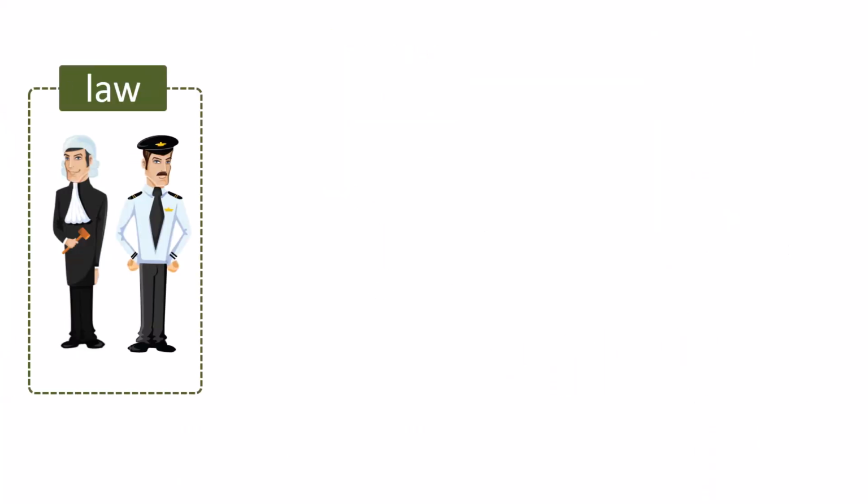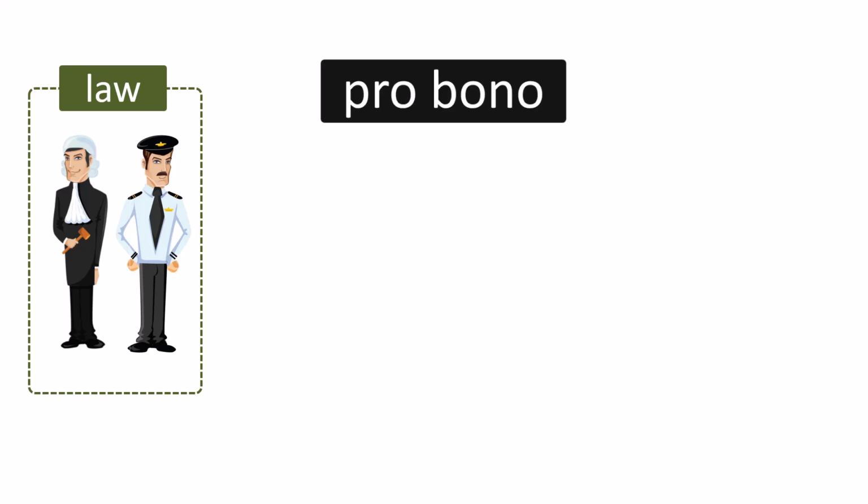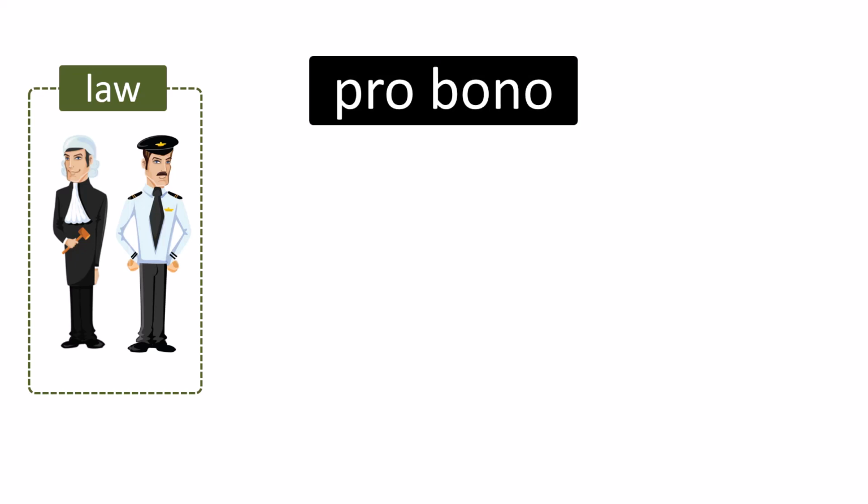Okay, let's look at a few terms that are used in the law setting. Pro bono. Pro bono means for good, or for the public good. It is often translated as free, so lawyers may work pro bono. That means there is no charge. They are doing it for the public good.